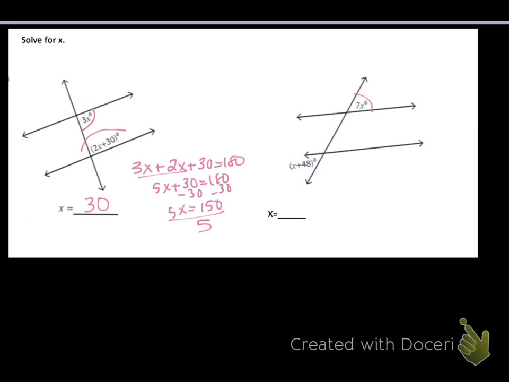Okay, they alternate the transversal, sit on the exterior or outside of my parallel line, so they're alternate exterior angles, which are congruent. So I can go ahead and set them equal. So I'm going to subtract x to get my x's all on the same side to get 6x. Divide by 6, my x should be 8.